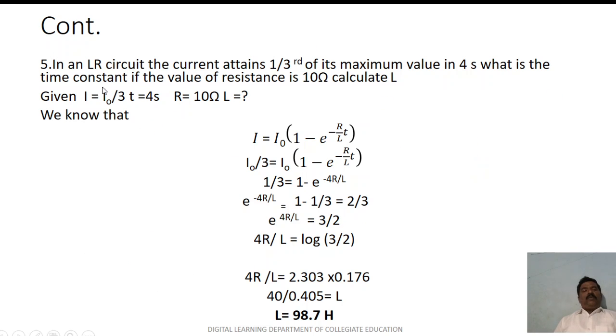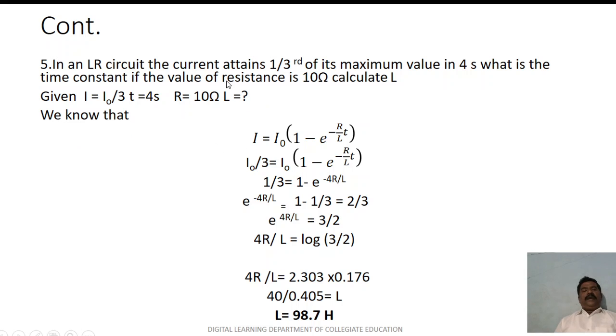Let us take one more problem. In an LR circuit, the current attains 1/3 of its maximum value in 4 seconds. What is the time constant? If the value of resistance is 10 ohms, calculate L. Looking at the given data, I is equal to I naught by 3, that is 1/3 of its maximum value, t is equal to 4 seconds, and R is equal to 10 ohms. L is what we want to determine.